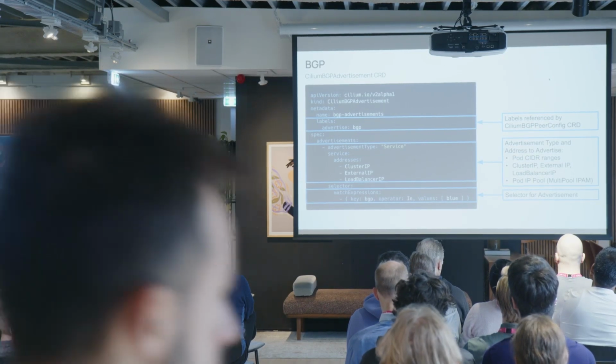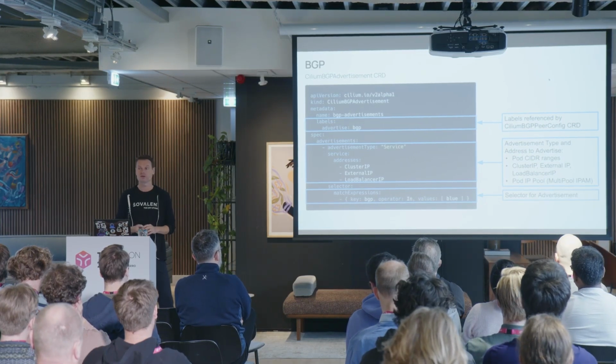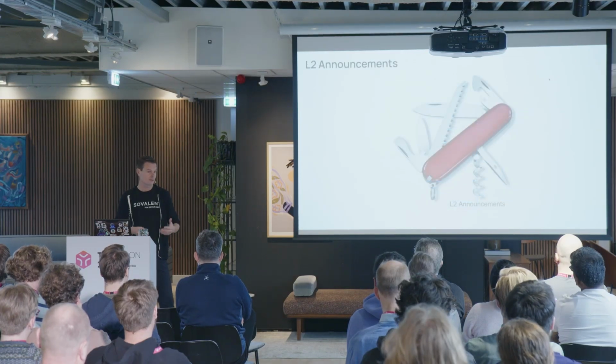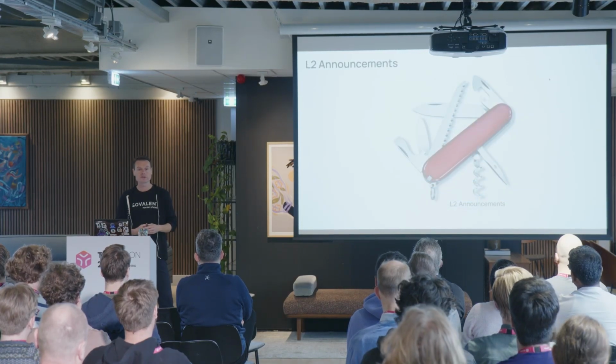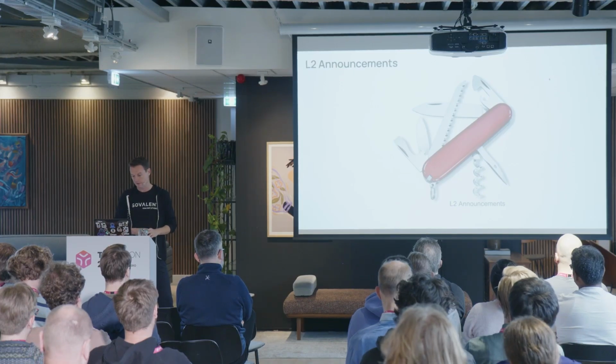So in this case, we're matching with all operators with the selector blue. And I will show this in a demo with multiple selectors as well. Once you've done that, then once you create a load balancer, it will automatically be advertised through BGP. And I will show that in the live demo.